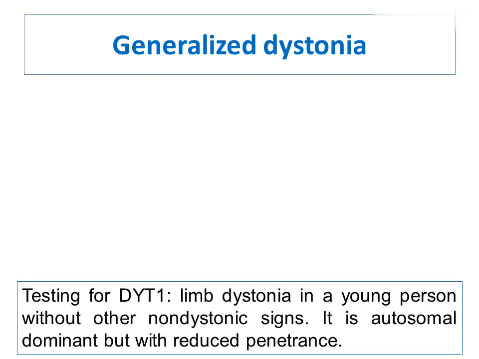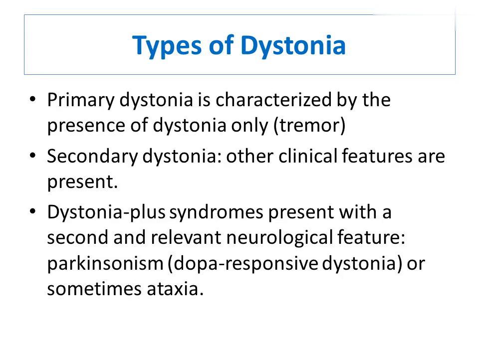Generalized dystonia. Testing for DYT1, limb dystonia in a young person without other non-dystonic signs. It is autosomal dominant but with reduced penetrance. Types of dystonia: primary dystonia is characterized by the presence of dystonia only, plus tremor. Secondary dystonia, other clinical features are present. Dystonia plus syndromes present with a second and relevant neurological feature: Parkinsonism, dopa-responsive dystonia, or sometimes ataxia.